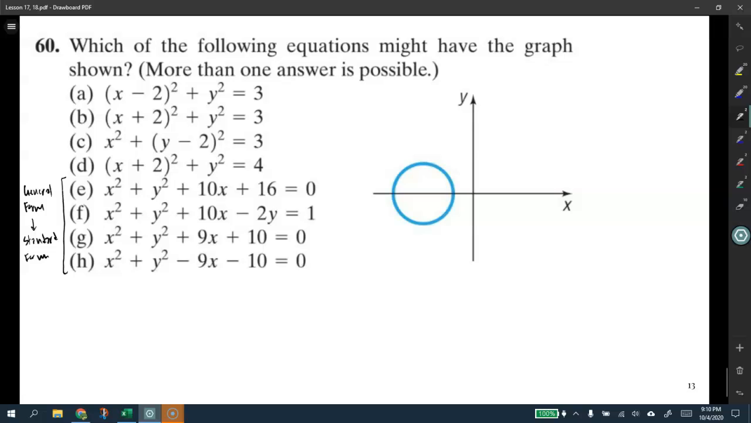So here is the idea, here's the exercise. It says, which of the following equations might have the graph shown? Notice how in this, they're not really telling you any numbers at all.